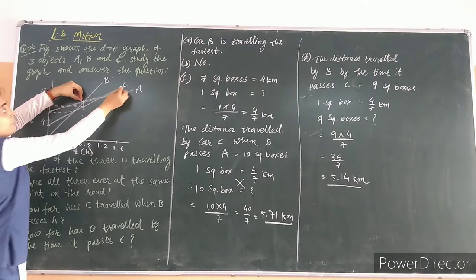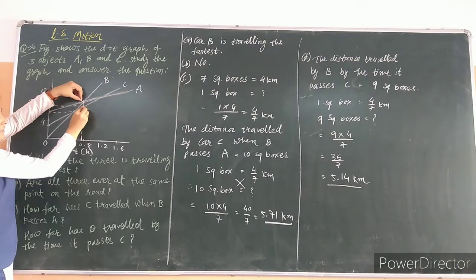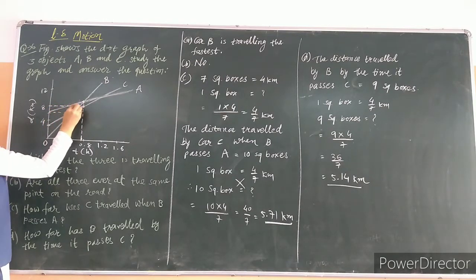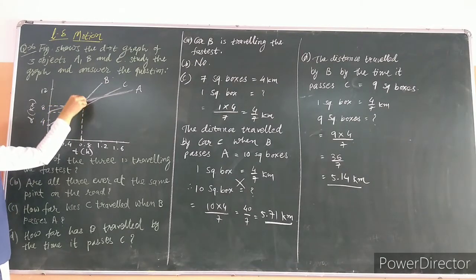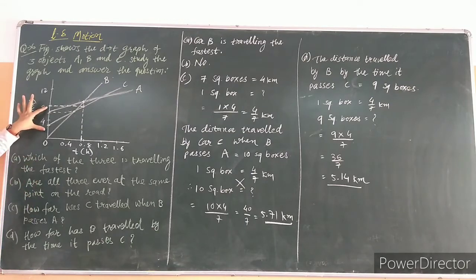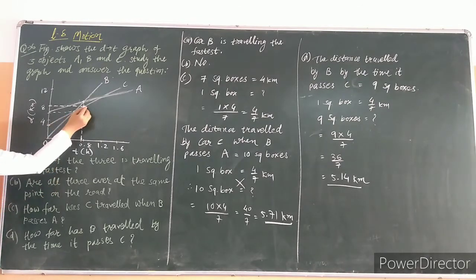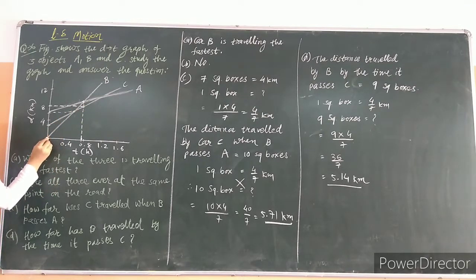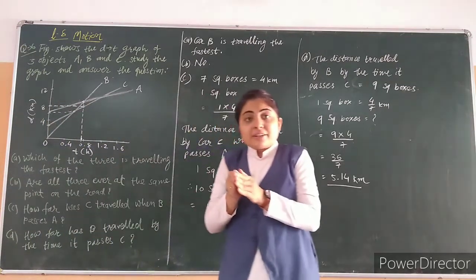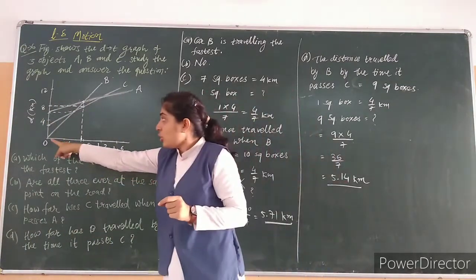So where is the graph of C? This one. At this time, how much distance has C traveled? As you can see in the graph, at the same time C has traveled this much distance, which shows 8. That means 8 kilometers. But remember here, object C has not traveled from the 0 point. Okay, it has not started with the 0 position, 0 kilometer.